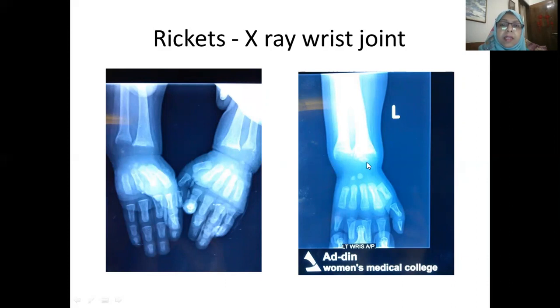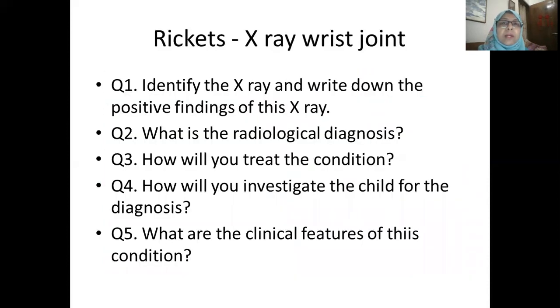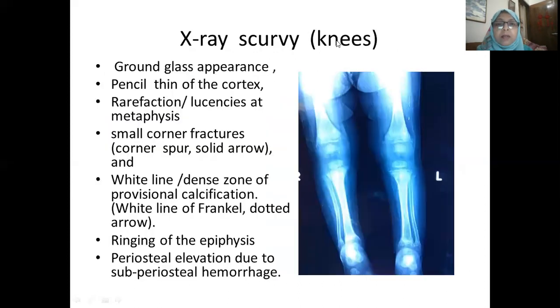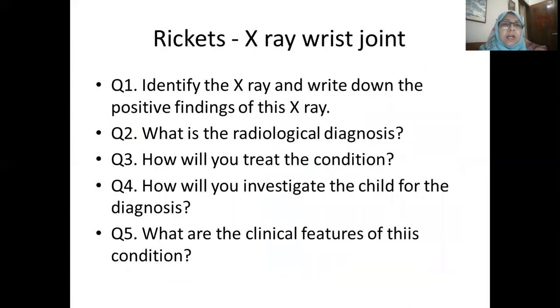Again, widening, cupping, fraying, increased gap between the epiphysis and the metaphysis. So what will be the probable questions here? Identify the X-ray and write down the positive findings of this X-ray. What is the radiological diagnosis?